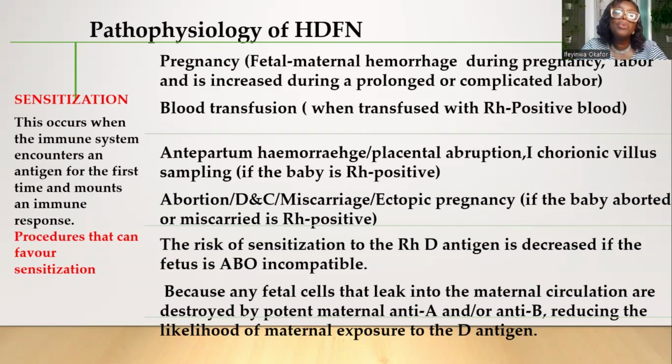So that is the reason why we are saying here that the risk of sensitization to the RhD antigen is decreased if the fetus is ABO incompatible. Now, we say that because any fetal red cells that leak into the maternal circulation can be destroyed by the naturally occurring anti-A and anti-B antibodies that are already present, reducing the chances of the mother being sensitized by the baby's red cells.